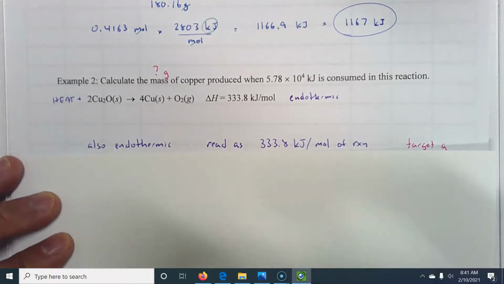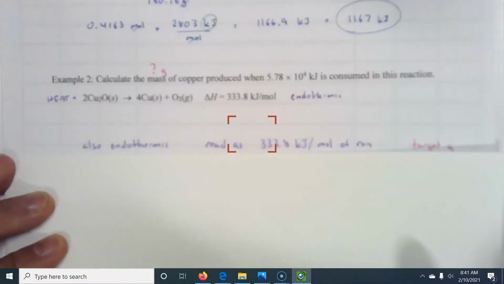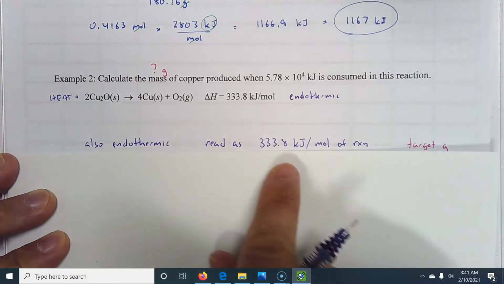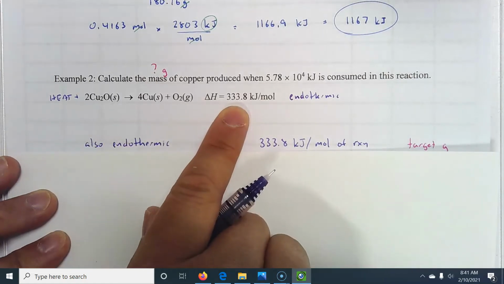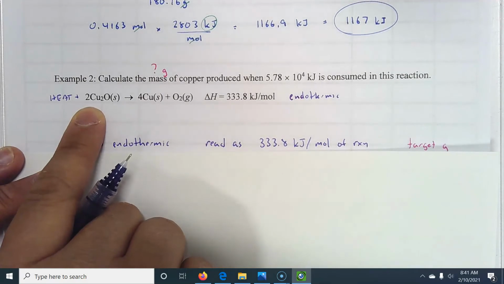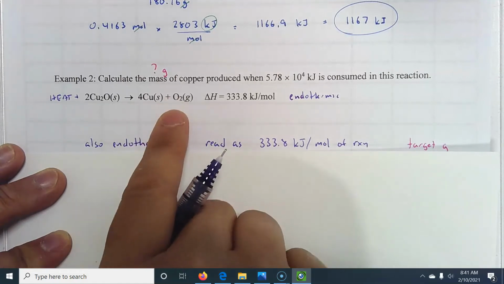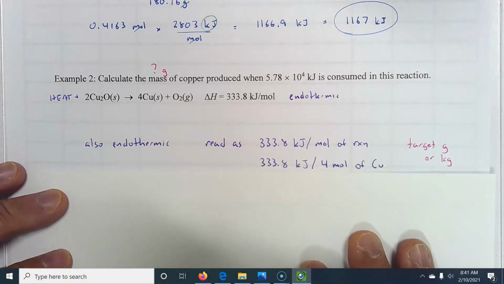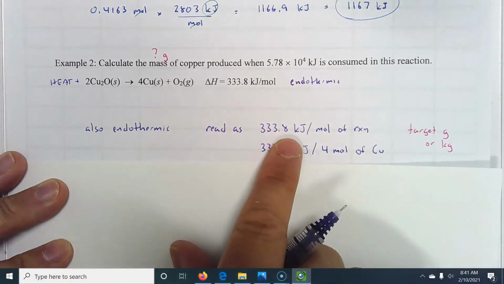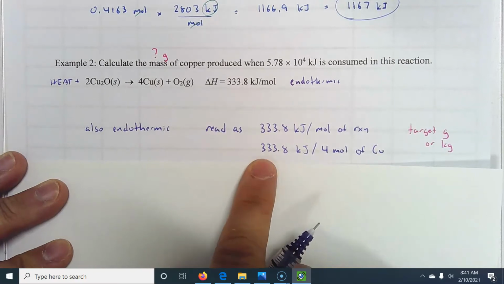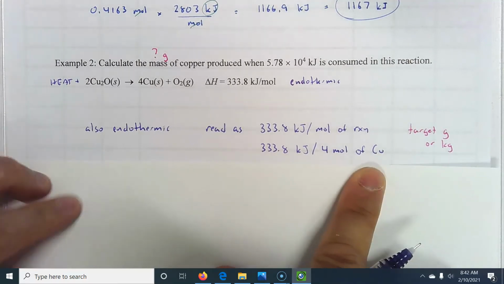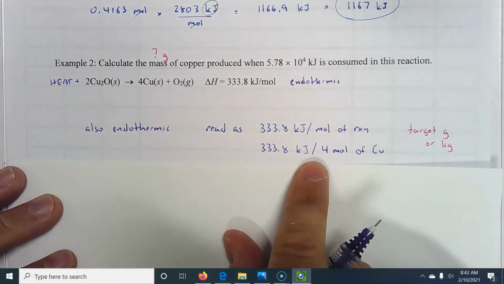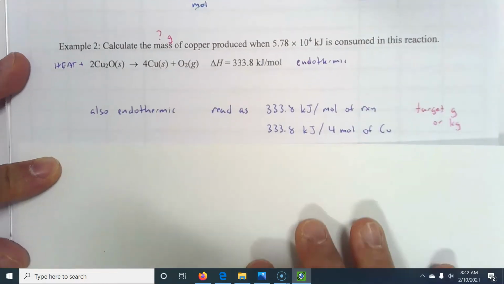All right. So now when I'm reading, let me focus again. As I read this number, I think of moles per reaction, or this is the amount of energy needed for every 2 moles of copper(I) oxide, for every 4 moles of copper produced, and for every 1 mole of O2 produced. And I'm more interested in the copper. So that value I'm going to read as 333.8 kilojoules for every 4 moles of copper. So that is the conversion factor that I am going to use.